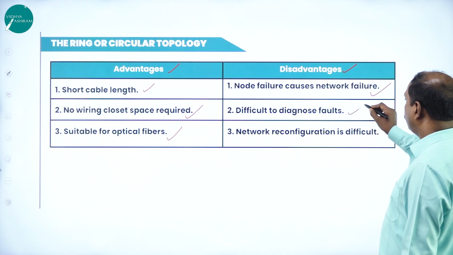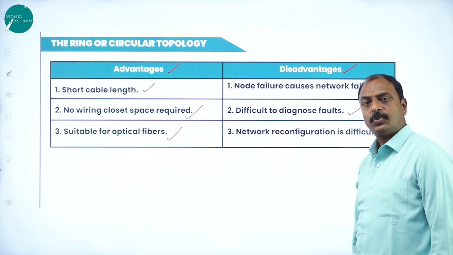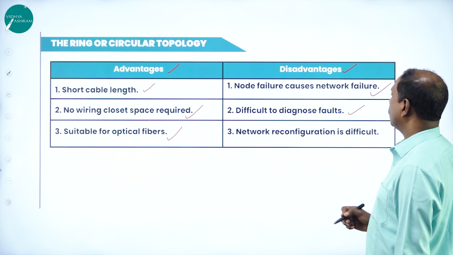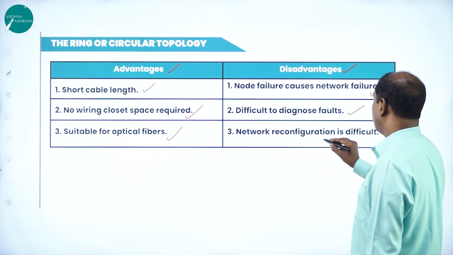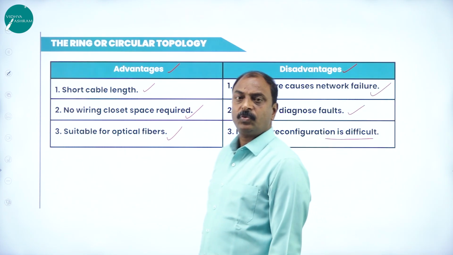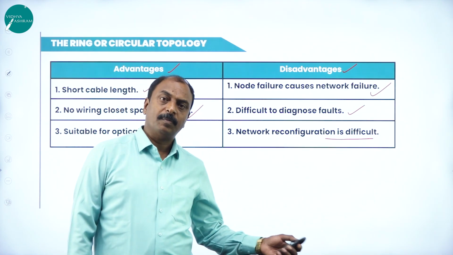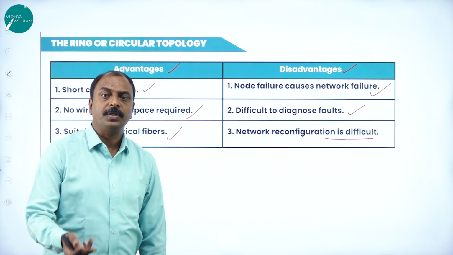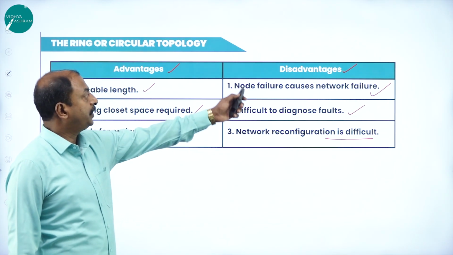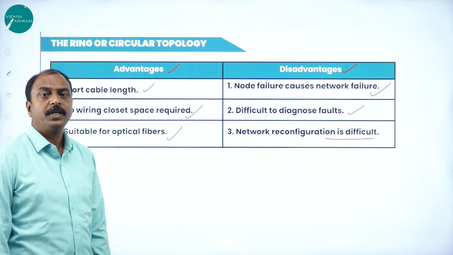It is difficult to diagnose faults, and difficult to identify mistakes or errors in a particular node or in the network. Network reconfiguration is difficult. With any problem in one of the nodes, isolation of the problem is also difficult, and reconfiguring the network or adding a new node is also difficult. These are all the different disadvantages of ring topology.